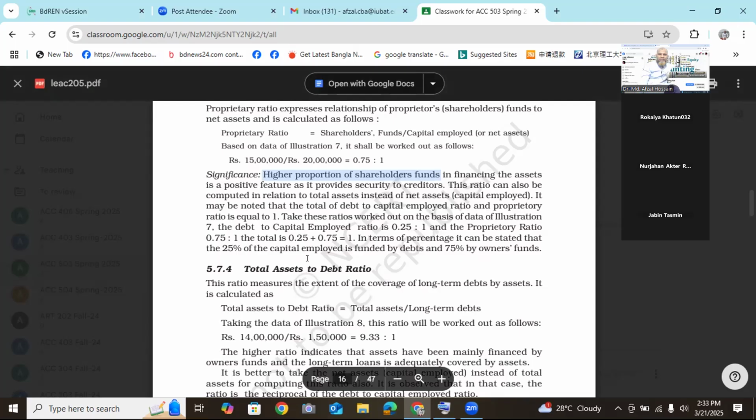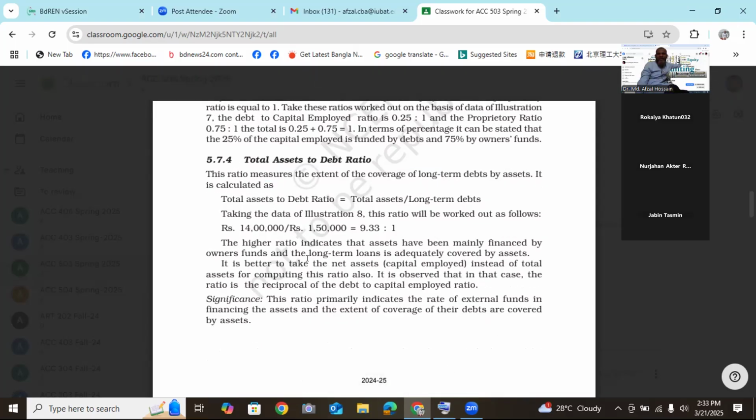Then the total asset to total debt ratio, very simple: total assets divided by long term debt. Total asset to debt ratio, total assets divided by long term debts.